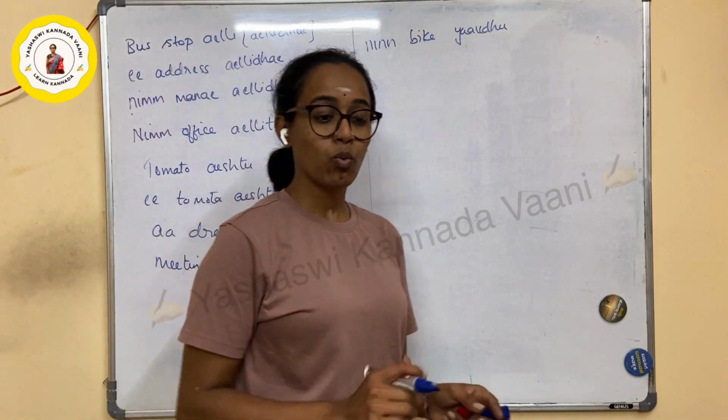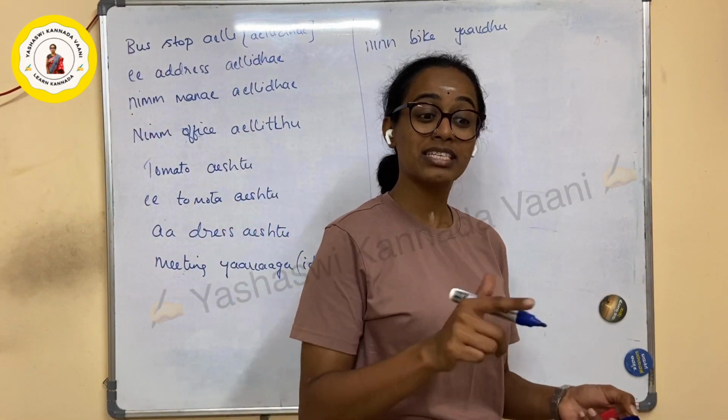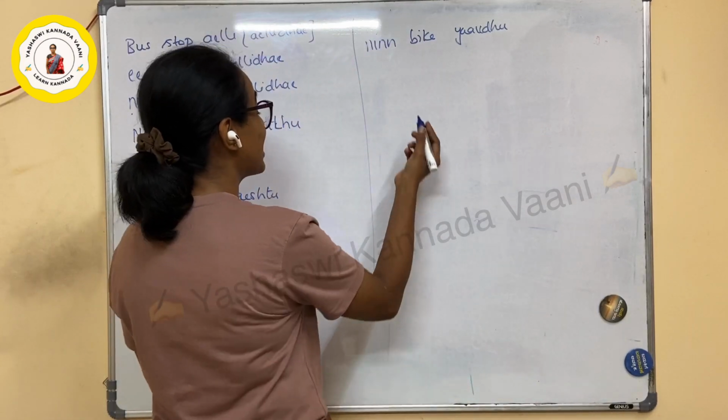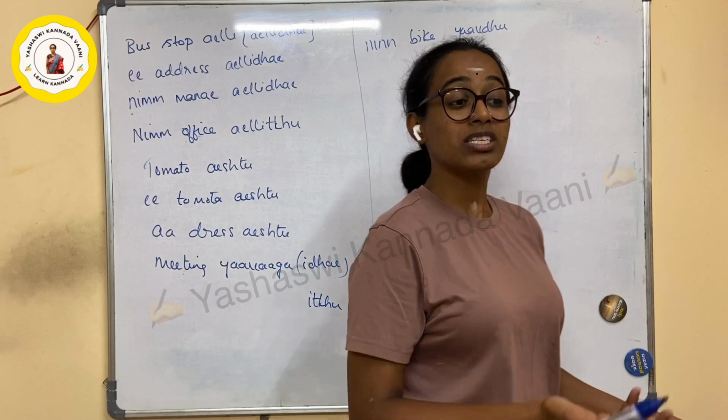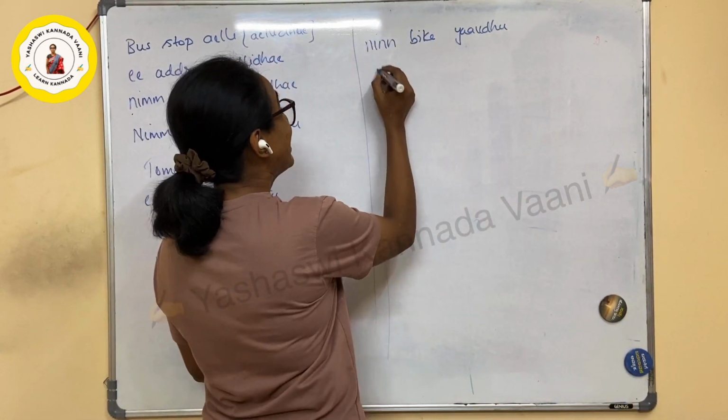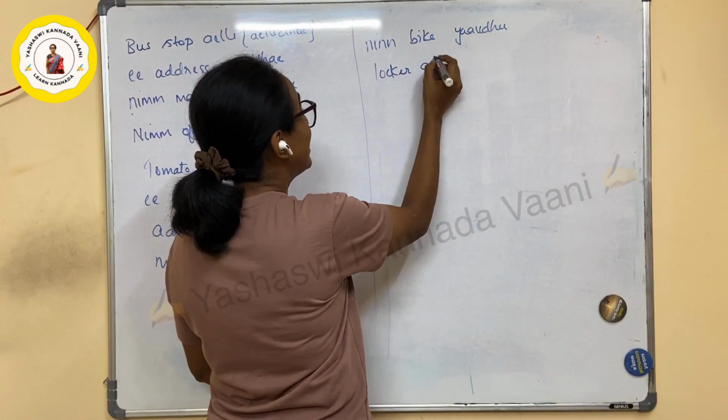Next I can say, what is there in the box? What have you got? What is there in that? So then you would say, what is in the box? What is in the fridge? What is in the laptop? What is in the locker? Locker alli enide? Locker alli, very important.